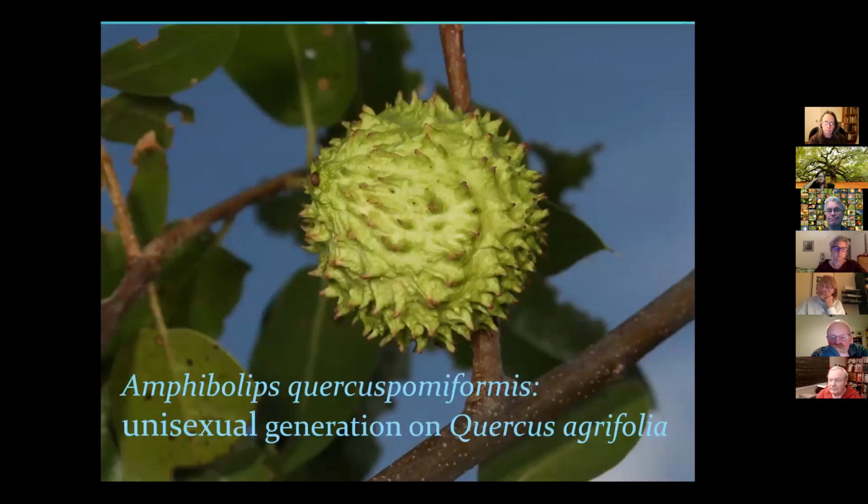All right, so here is one on your coast live oak, and this is Quercus palmiformis, which is sort of another apple word. I think that's what it means. But this is the unisexual generation. So this is fairly large. It's probably what, 1.5 to 2 inches or more in diameter.